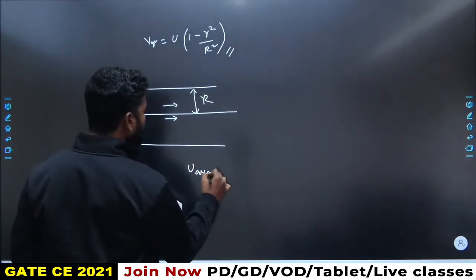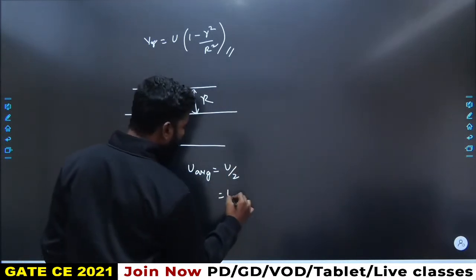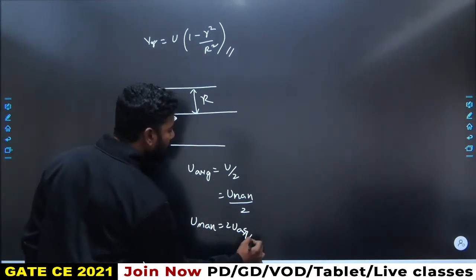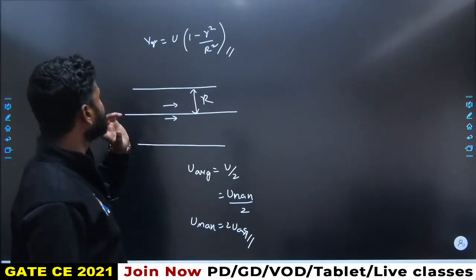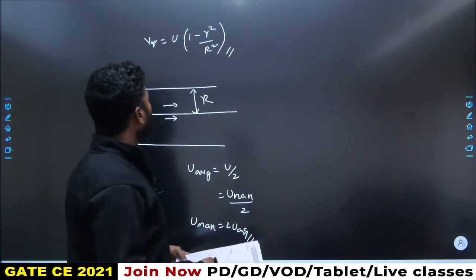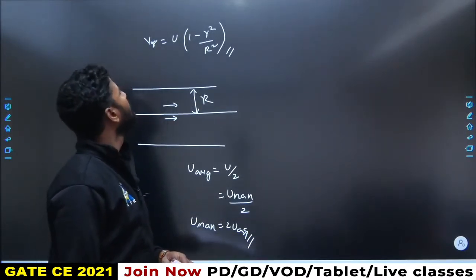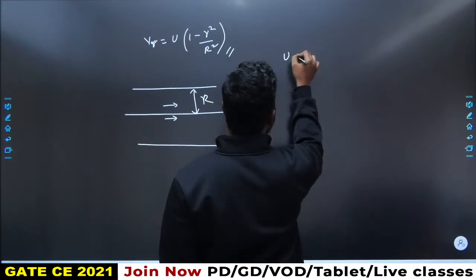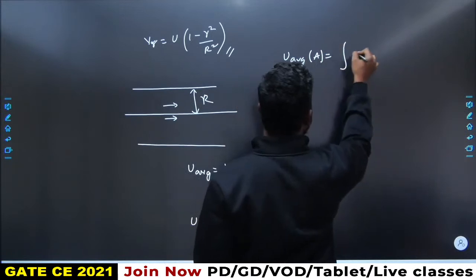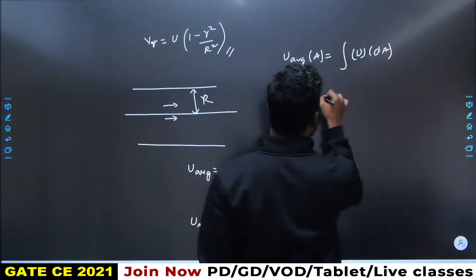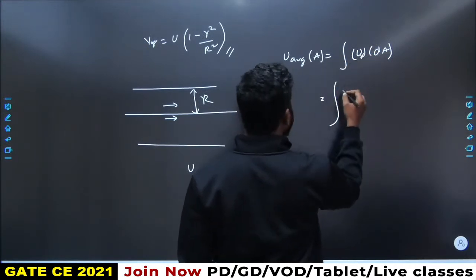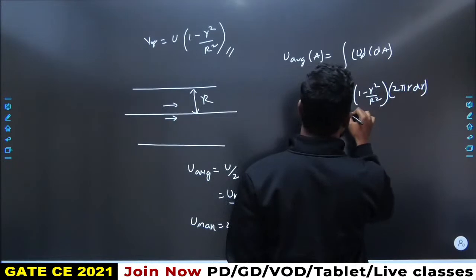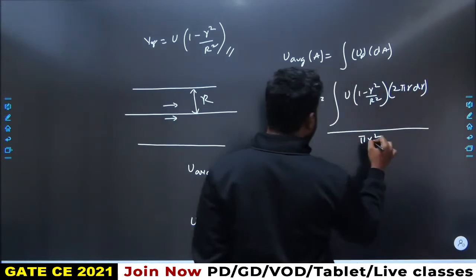U average would generally be equal to maximum by 2, U max upon 2, or U max is equal to 2 times U average. This is direct from your fluid mechanics. If you try to remember, that is better. If not, you can always prove it. How can you prove? If U is the maximum, and you want average velocity, U average multiplied with area would be equal to the integral of u multiplied with dA. This is u(r) multiplied with dA, that is U multiplied with 1 minus r square by R square. dA is equal to 2 pi r dr, and the total area is pi R square.